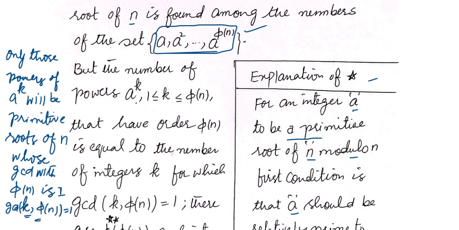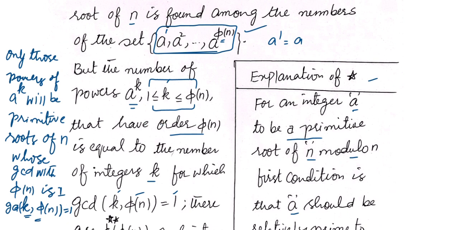The powers are a raised to power k, where k lies between 1 and phi of n, because the first power of any integer is a raised to power 1, which is equal to a. The second power is a squared. The last power in this set is phi of n. So k is starting from 1, and the last power is phi of n. But the number of powers that have order phi of n is equal to the number of integers k for which GCD of k and phi of n is equal to 1.